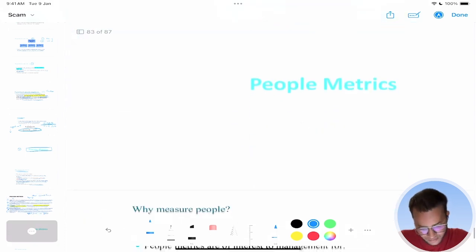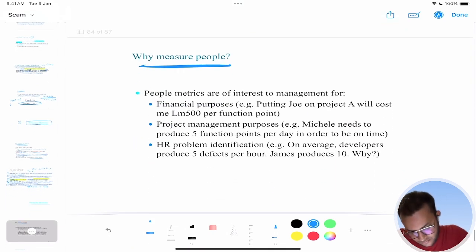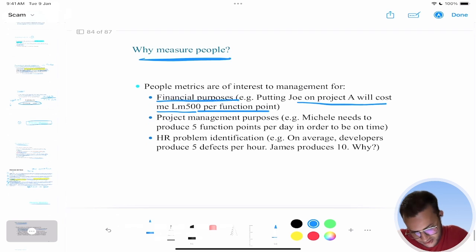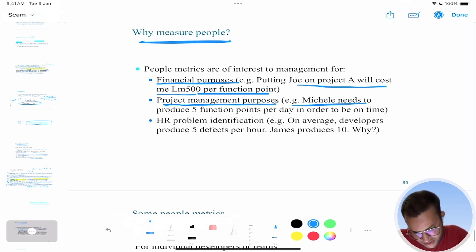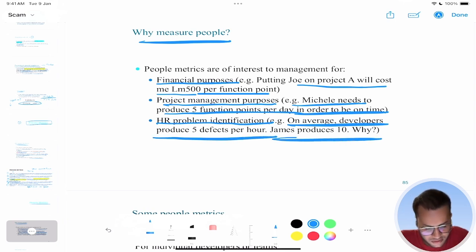Now, the third is the people metrics. Why do we need to measure the people? First, financial purposes. For example, putting Joe on a project will cost me 500 per function point. The second part, project management purposes. Michael needs to produce 5 function points per day in order to be on time. We can measure how many functions a person is producing, so that we can evaluate whether the project is on time or not. Third is HR problem identification. On average, developers produce 5 defects per hour. James produces 10. It basically means that James is not that efficient, and he is producing more bugs than usual.